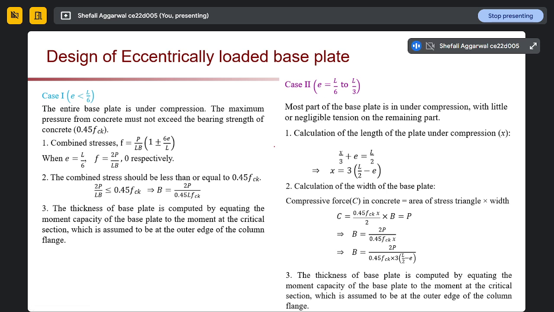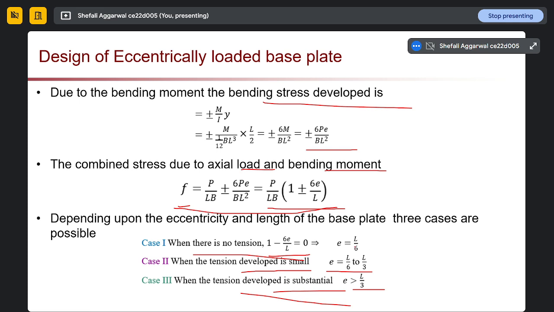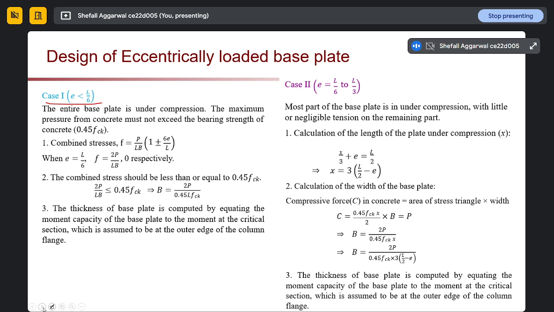So in all three different cases, what are the design steps, or what are the different combined stresses we can assume? First case, when there is no tension, then we say E should be less than L by 6. Case 1, E is equal to L by 6 it is written, but let us assume E is less than or equal to L by 6. So in this case, the entire base plate is under compression, so we are telling there is no tension.